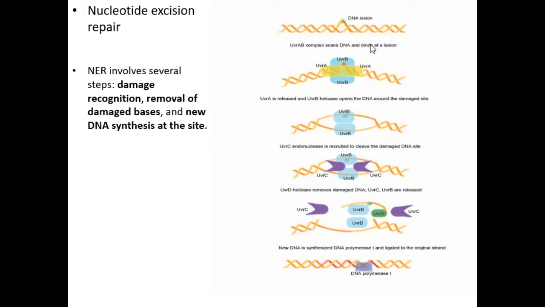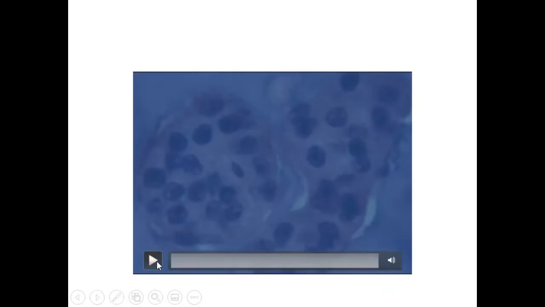And then UvrC will come. UvrC has endonuclease activity and is recruited to this complex, and then they will cut this piece of DNA, and then DNA polymerase I will fill in the gap. Here UvrC cuts this damaged strand, and UvrD helps to release this stretch of DNA, and then DNA polymerase I comes to fill in the gap. Okay, so let's watch this video quickly.